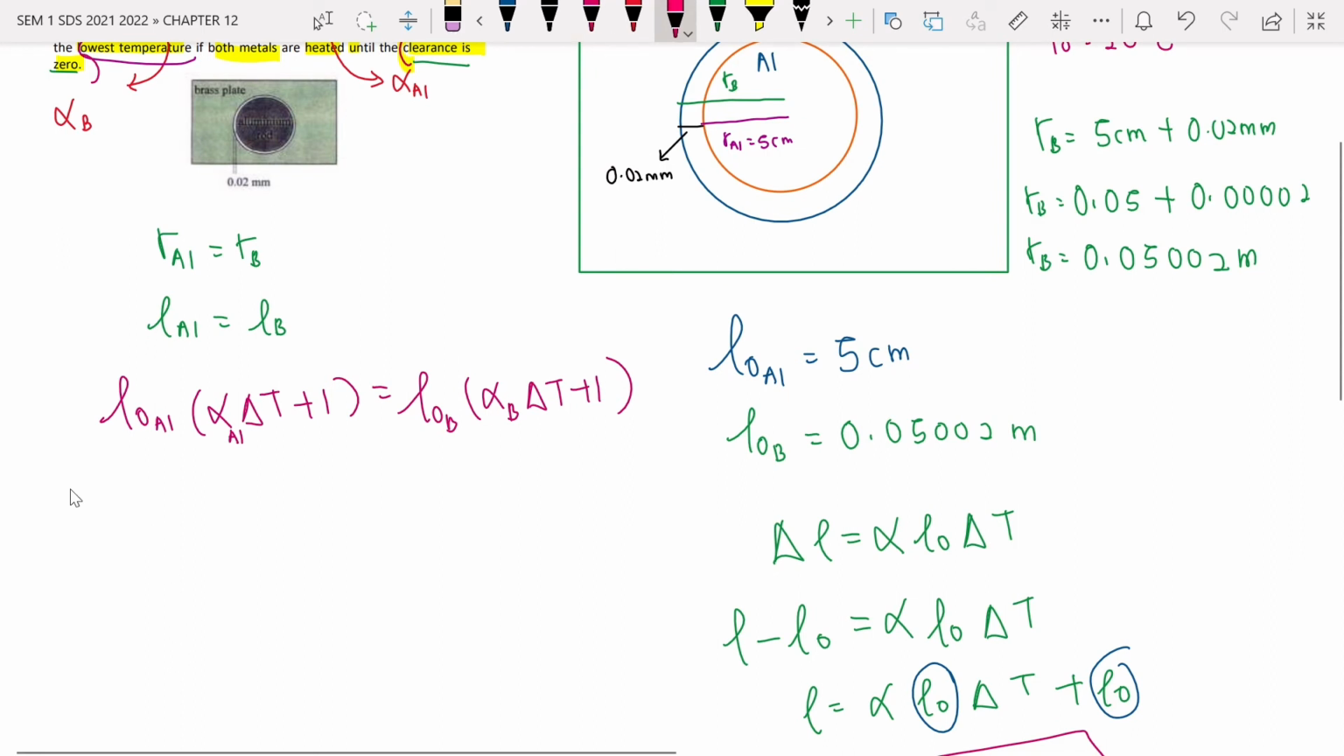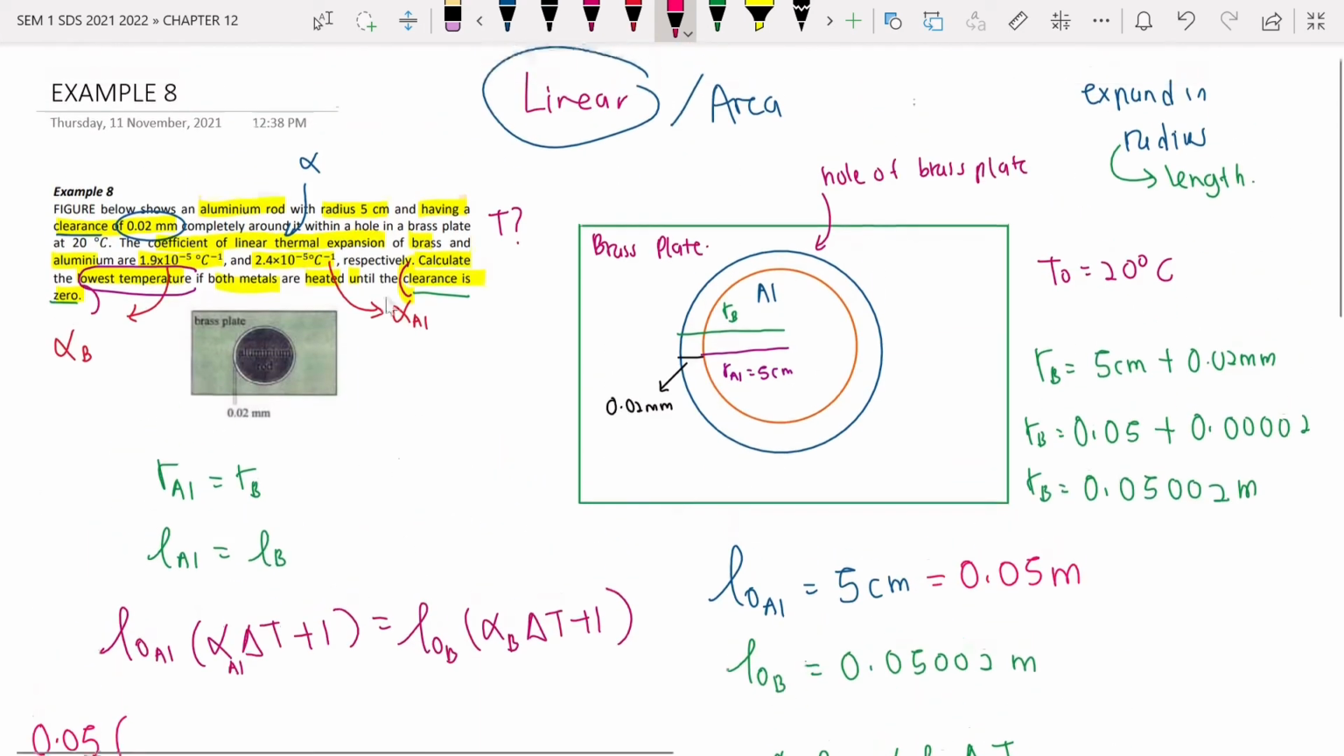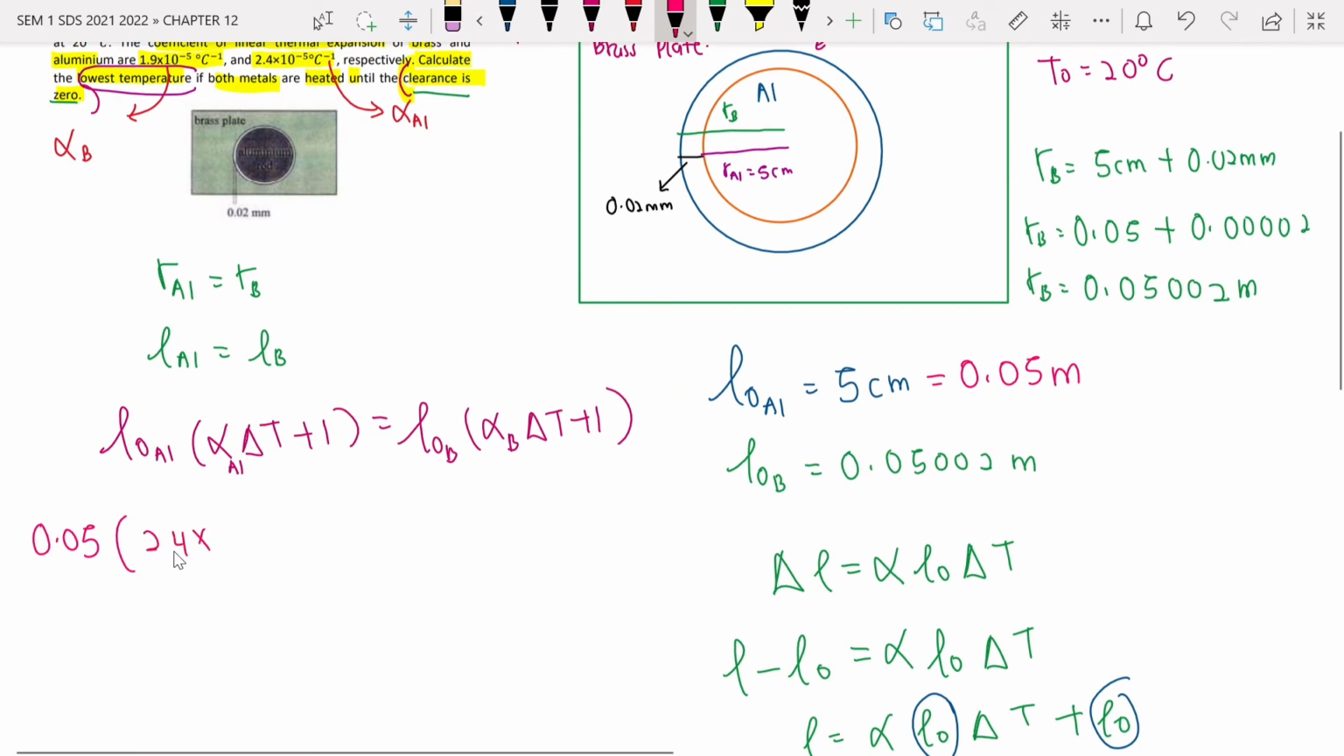Okay, the original length for aluminium is 5 centimeter, but I'm going to change it into meter. You will get 0.05 meter. The coefficient of linear expansion for aluminium is 2.4 times 10 to the power of negative 5. Okay, we are going to look for the change in temperature first. Why? Because change in temperature is the final temperature minus the initial temperature. We are going to look for the final temperature and we know the initial temperature, so we look for the difference in temperature first.